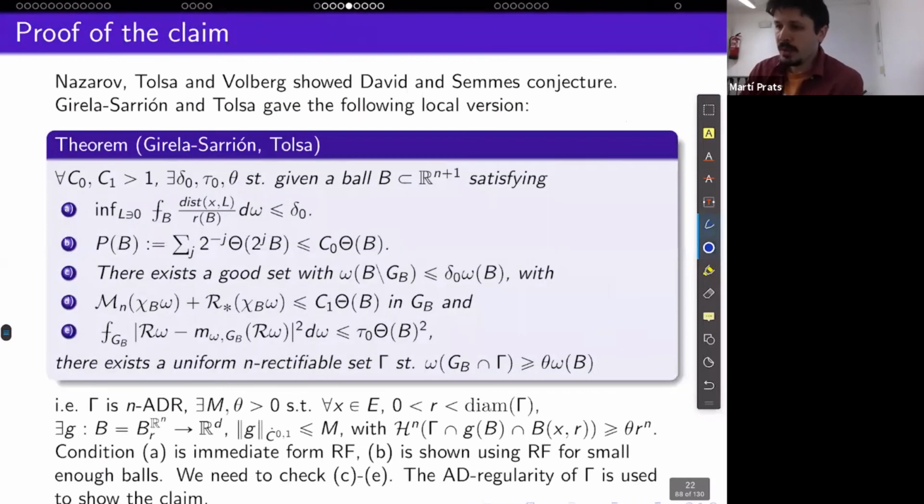Our assumption, yes, of course, once you have this condition, from this condition you can show the lemma, the claim that we wanted to show, using standard arguments that I will not repeat here.